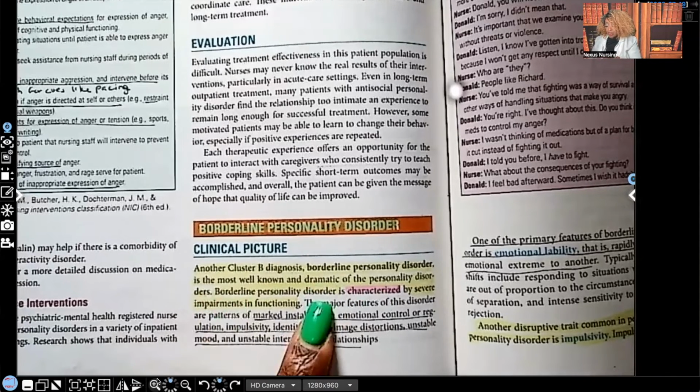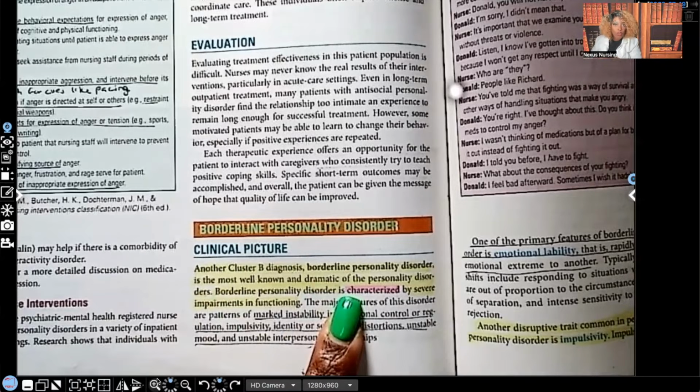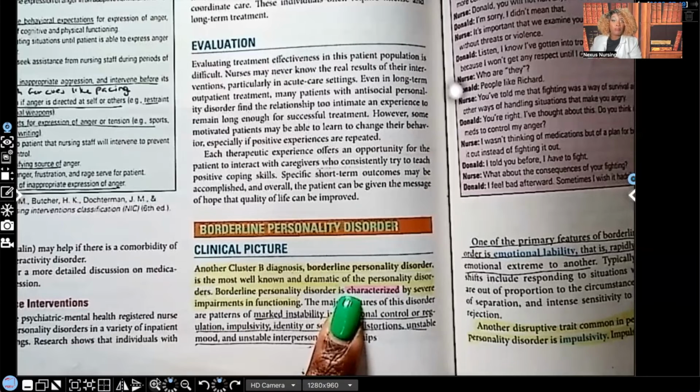Borderline personality disorder is characterized. Remember, I taught you when you're studying and you see that word classic, or characterized, or triad, or cornerstone. When you see words like that, whatever comes after it is important. Make sure you pay attention.